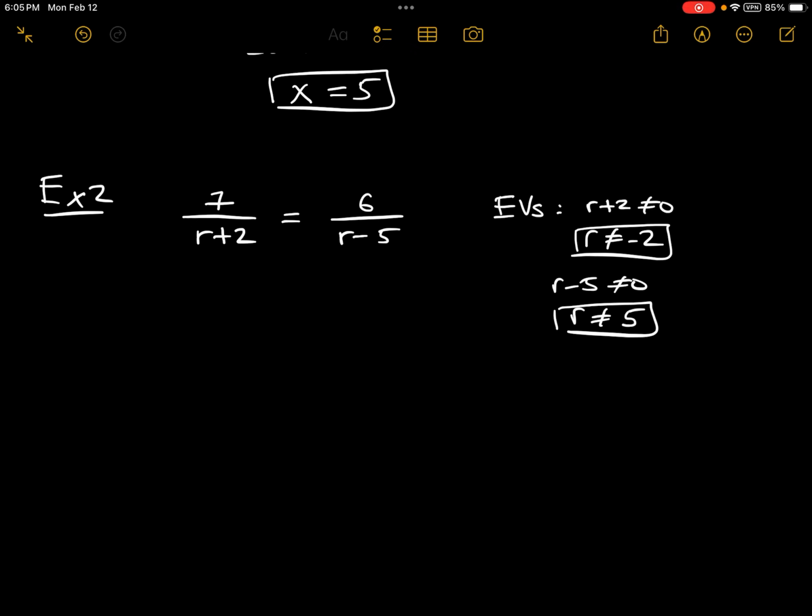Okay, so if I get a value of r equals negative 2, or r equals 5, I must exclude it because we know we can't divide by 0. All right, so notice there's a single term here on the left, single term on the right.